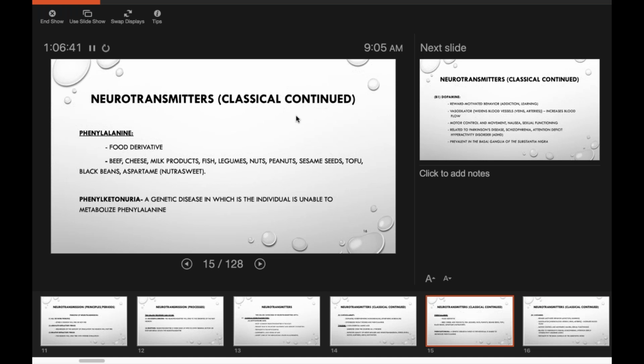One, it's rare, but two, we weren't able to test for it back in the day prior to a baby being born. What it is, the baby's born, it's a genetic disease, and they cannot metabolize phenylalanine. And if you can't metabolize something, you can't excrete it. And if you can't excrete it, you become toxic and die.